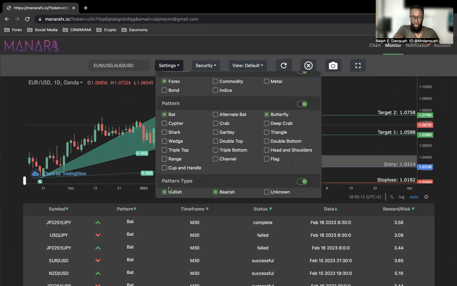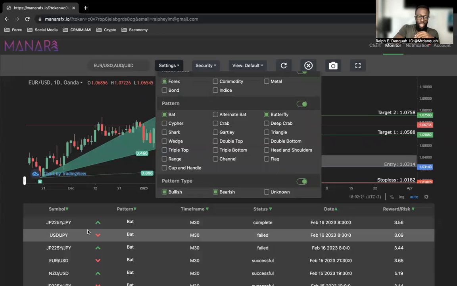Then, of course, on the pattern type, we have bullish and bearish. Bullish means we're looking for buys, so the green arrows, and the bearish are the red arrows. Of course, we want to make money both ways, buying and selling. But you can set it how you want it, depending on what you want to do for future trainings.